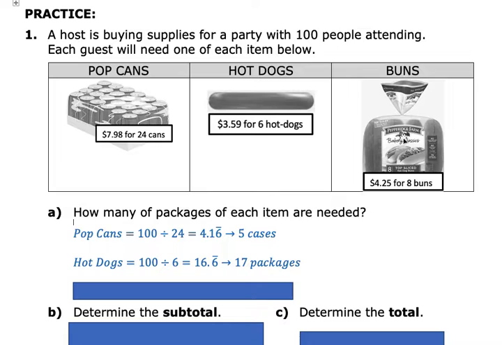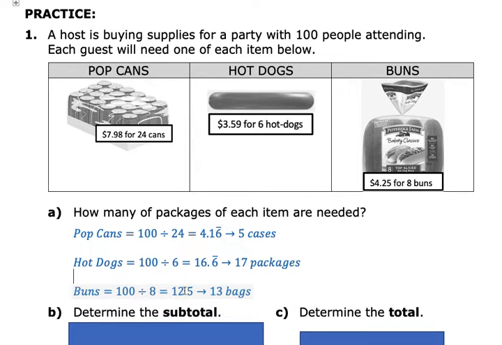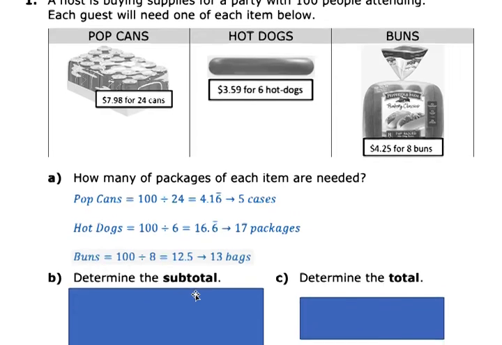Lastly, for the hot dog buns, there's still 100 people attending. That's the amount that is needed, divided by the amount in one package, which is 8, and we end up with 12.5. So 12 and a half packages. We have to buy the 13th package in order to be able to take that half from it. So now we have all of the amounts of each item that we need.